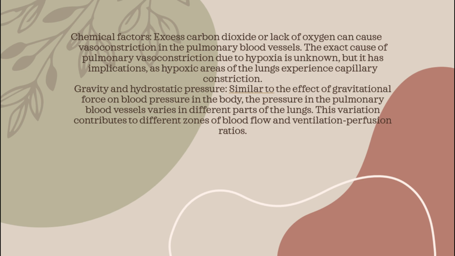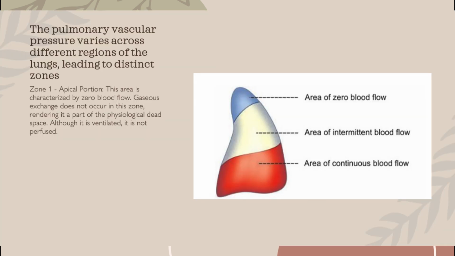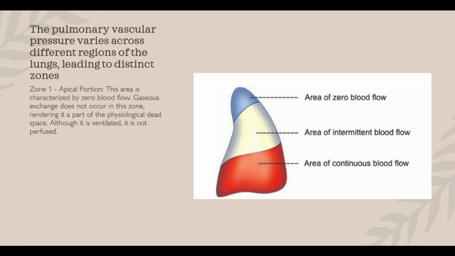5. Gravity and hydrostatic pressure. Similar to the effect of gravitational force on blood pressure in the body, the pressure in the pulmonary blood vessels varies in different parts of the lungs. This variation contributes to different zones of blood flow and ventilation perfusion ratios. The pulmonary vascular pressure varies across different regions of the lungs, leading to distinct zones.